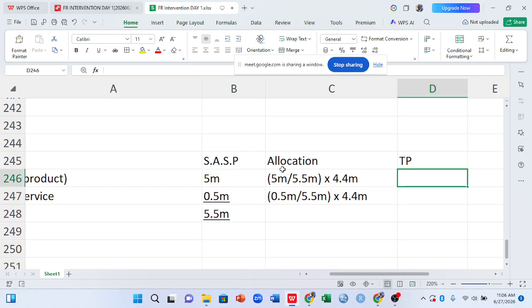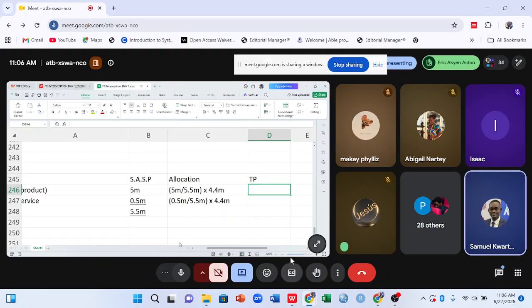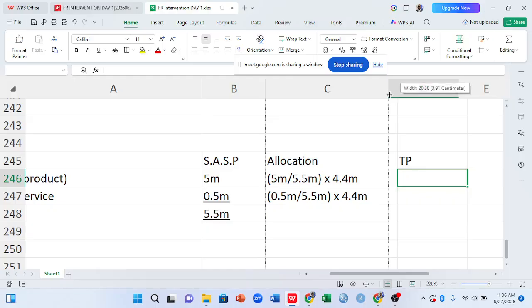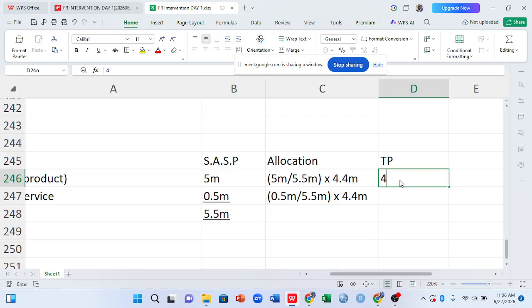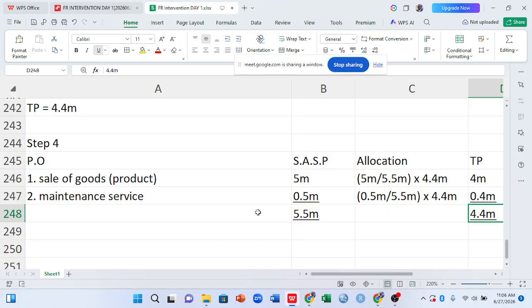So what do you get as the transaction price for each? Yeah, Eric. For sale of products, you are getting 4 million. And for the service, you are getting 0.4 million. So the total should give you your 4.4 million back. Then go to step 5.